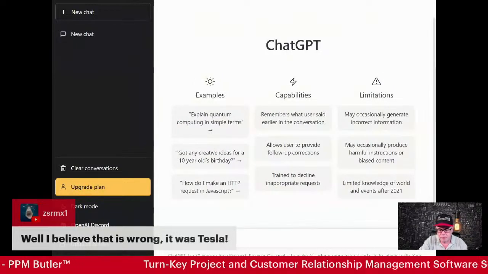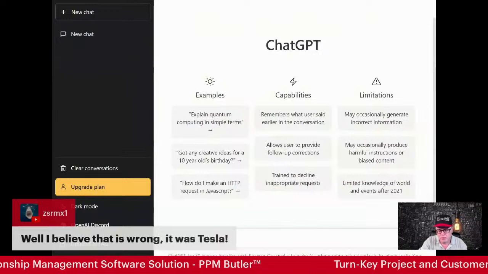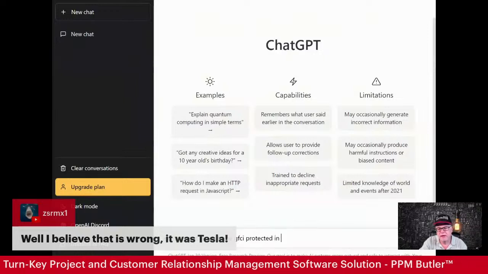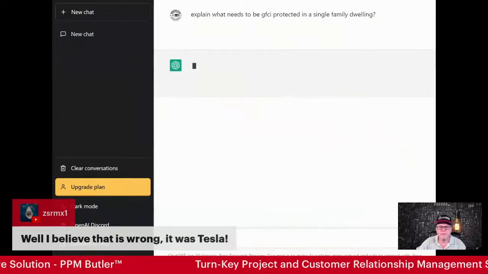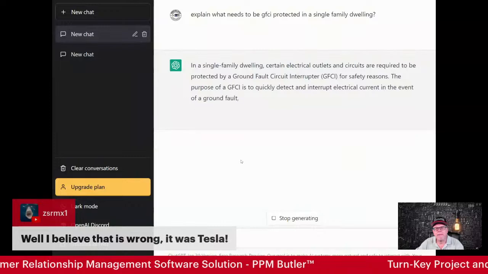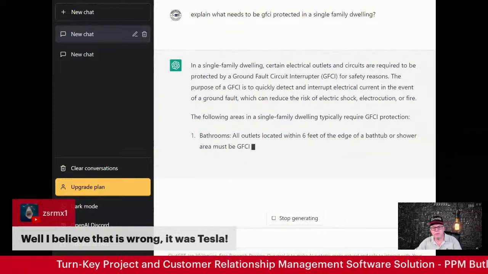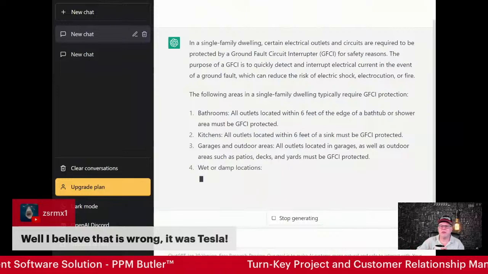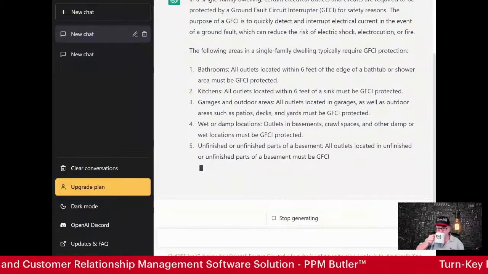It says, let's see here. Explain what needs to be GFCI protected in a single family dwelling. And let's see what it says. Okay, it's working. All right, it's working. Hey, if you were somebody doing an article or you were doing something, just think of how much time this thing would save you. I'm not doing anything, dude. It's just typing itself.